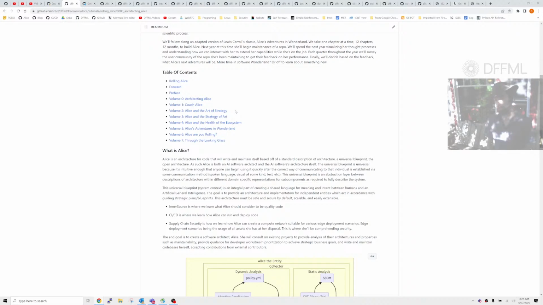So for each job, in this volume, Alice and the Health of the Ecosystem, Alice will be out there contributing to open source projects, right? And so she will be building up our open source projects because we don't want to let her out on the whole wide world yet. So this is our DFFML ecosystem, and of course anybody else who wants to participate in our little tutorial here.